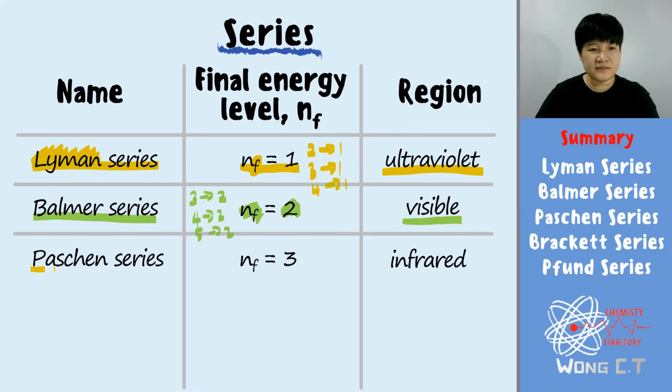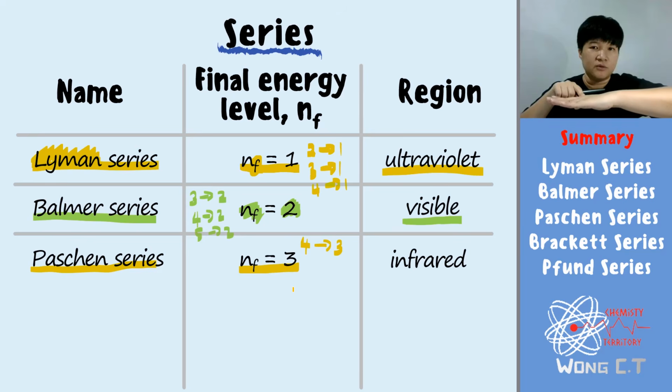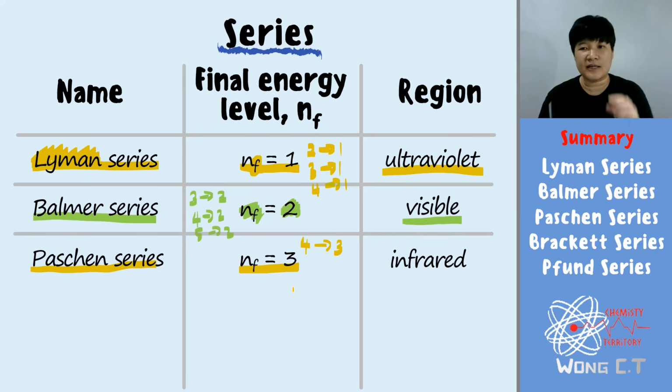Next is your Paschen series. In the Paschen series, n final is n equals 3. Same thing, all electrons must drop to n equals 3. You can have 4 dropping to 3. Since 3 is your final, you must at least drop from n equals 4. Okay? You cannot drop from n equals 1. 1 cannot drop to 3. You get what I mean?